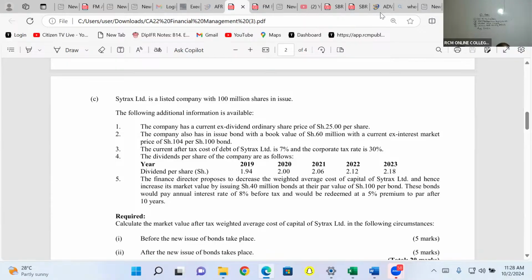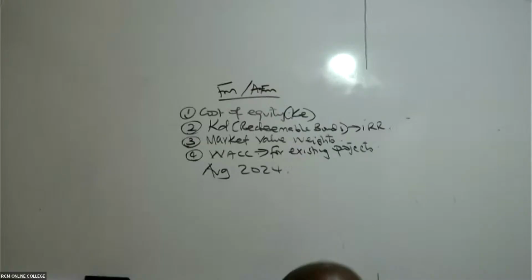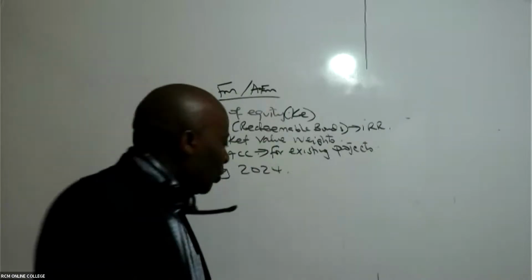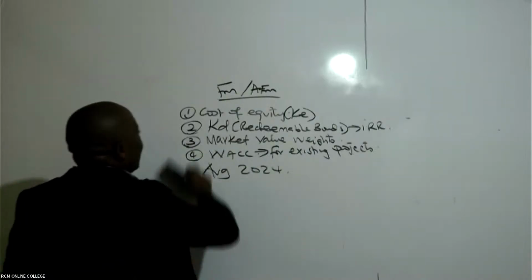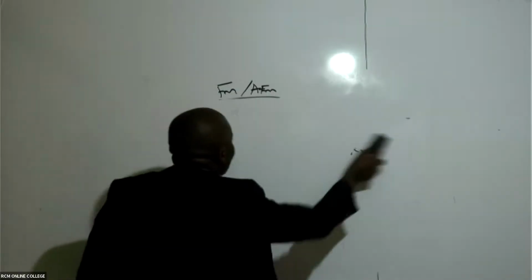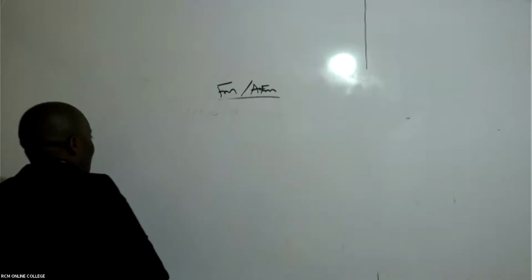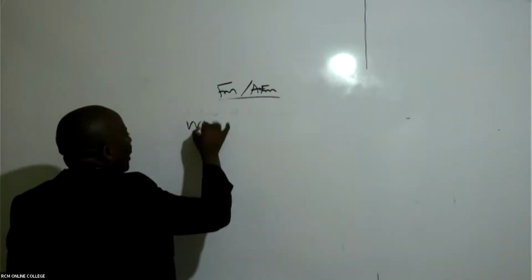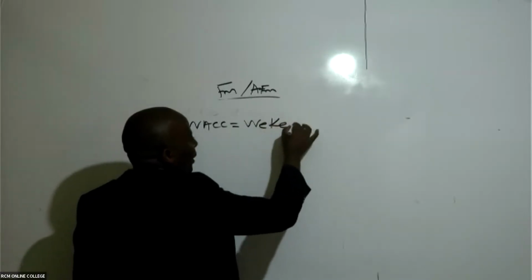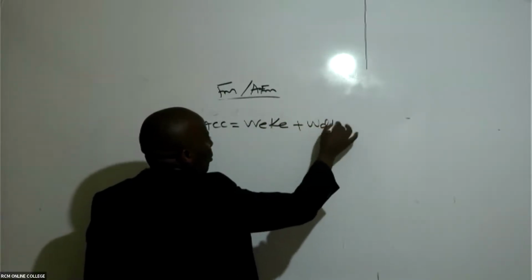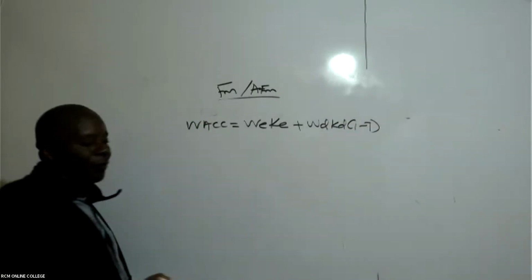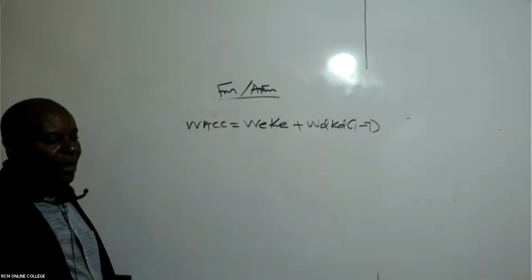Then how do we do that? That will be very, very easy. How do we get WACC? Ladies and gentlemen, to get WACC, we normally take weight of equity times cost of equity, plus weight of debt times cost of debt, and this cost of debt must be after what? After taxation. Cost of debt must be after taxation.